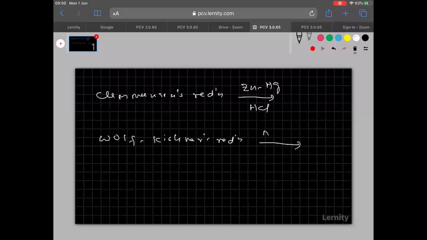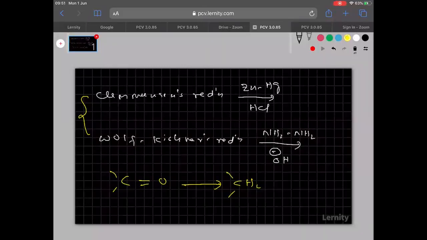In Wolff-Kishner's reduction, what is the reagent used? NH2NH2 in basic medium. Clear? And remember everyone, in both the reactions the same thing will happen: C double bonded O converts to CH2. The same thing will happen in both the reactions.